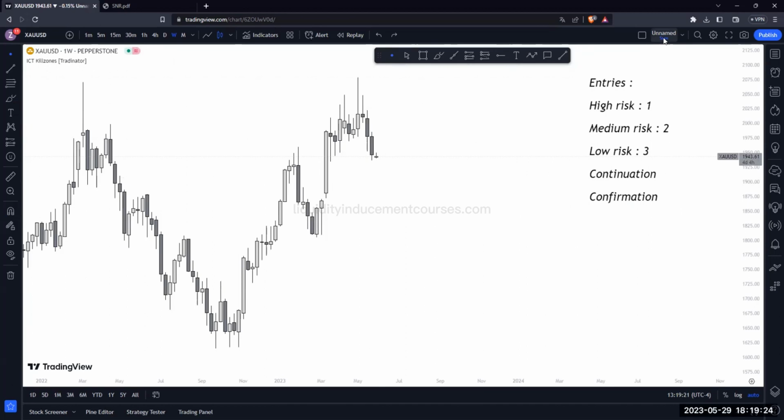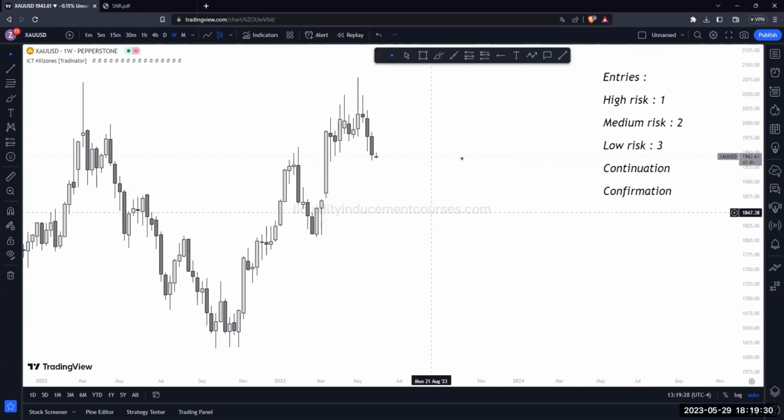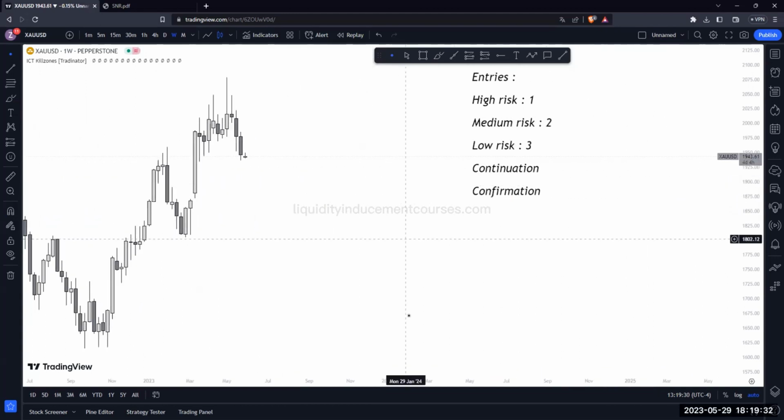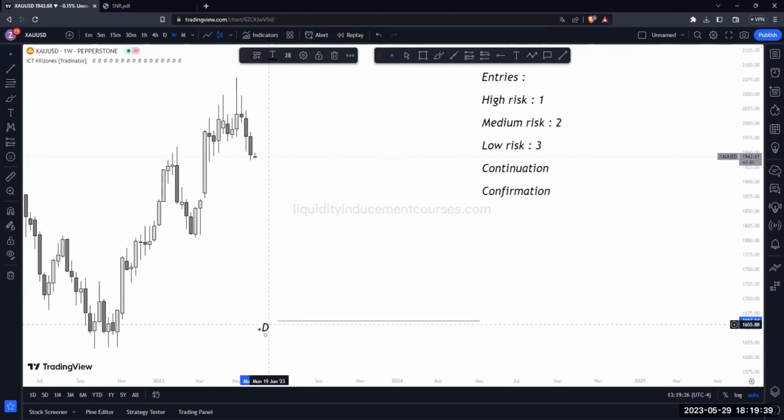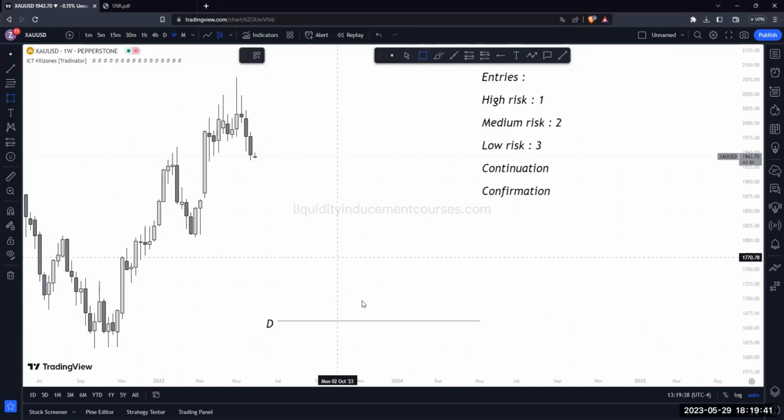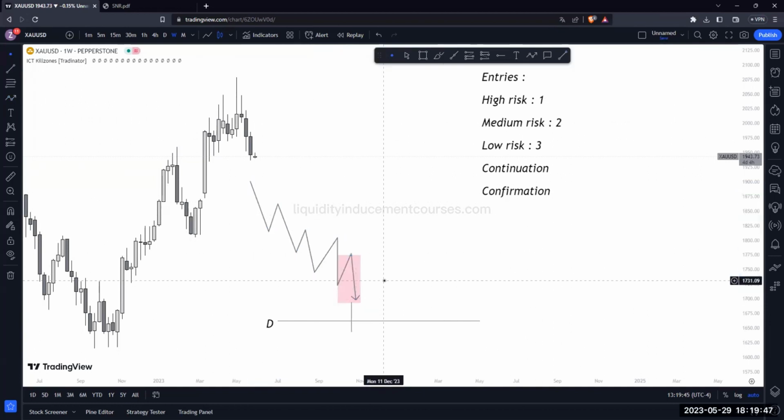Medium risk, I don't really like it that much. I do not use it a lot. There's only one entry type of it. The first entry type is basically the rejection. Pick a time frame. Daily. You simply wait for rejection on the daily, not breakout. You don't look at the breakout. Price is going lower, and then rejection on the daily.